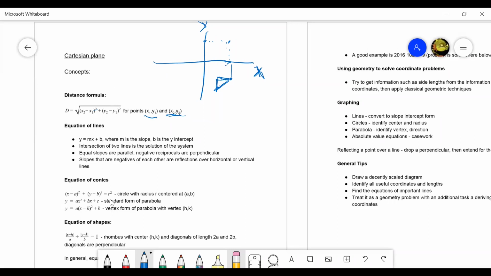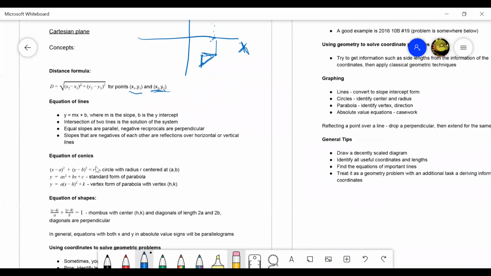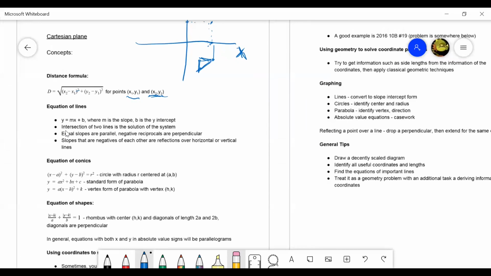Next we go to lines, and lines are equations that you graph onto the plane. They're always of the form y = mx + b, or they can be changed into that form through manipulation of the equation. m is the slope, b is the y-intercept, and the y-intercept is the intersection of that line with the y-axis. The intersection of 2 lines is the solution of the system of the 2 lines, so the point of intersection is the pair (x, y) that satisfies both equations.